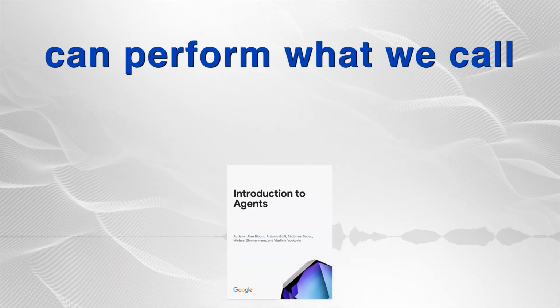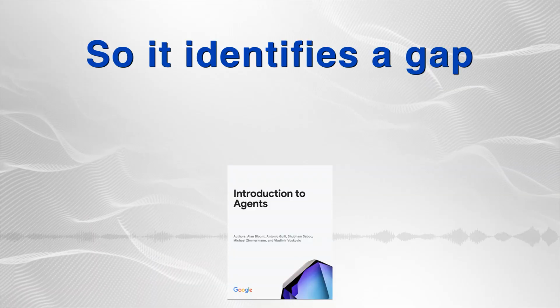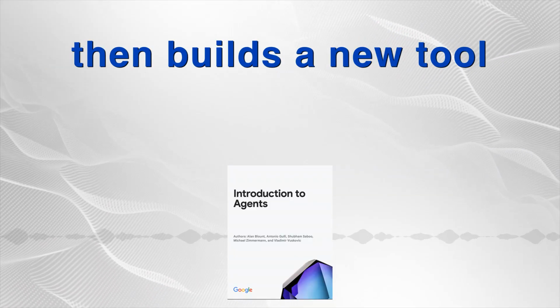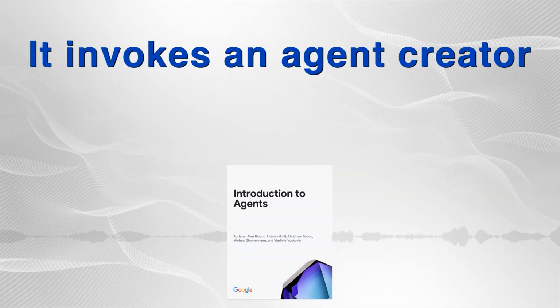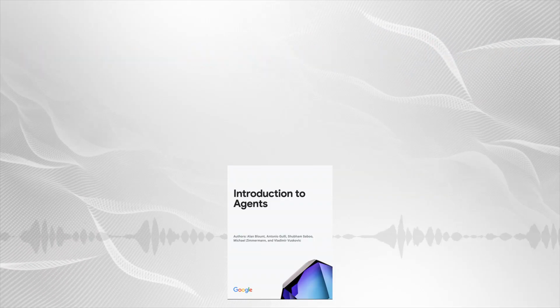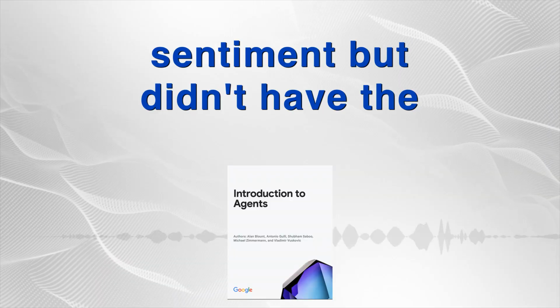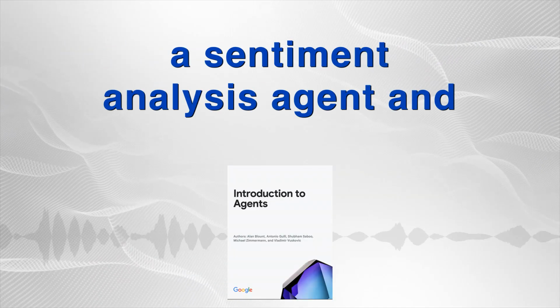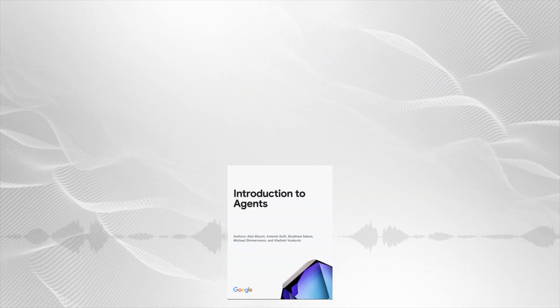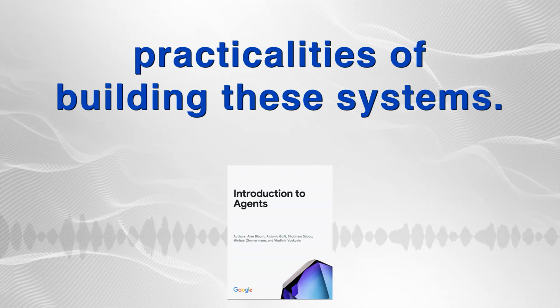This is where the system can perform what we call autonomous creation. So it identifies a gap in its own capabilities and then builds a new tool for itself. It invokes an agent creator tool to build a new specialized agent on the fly. If that project manager agent needed to track social media sentiment but didn't have the tool, it would just build a sentiment analysis agent and add it to the team. That's a huge leap. Now, let's shift to the practicalities of building these systems.